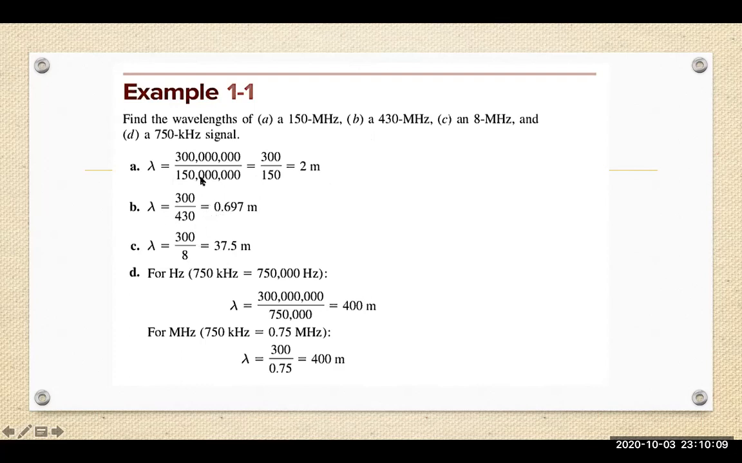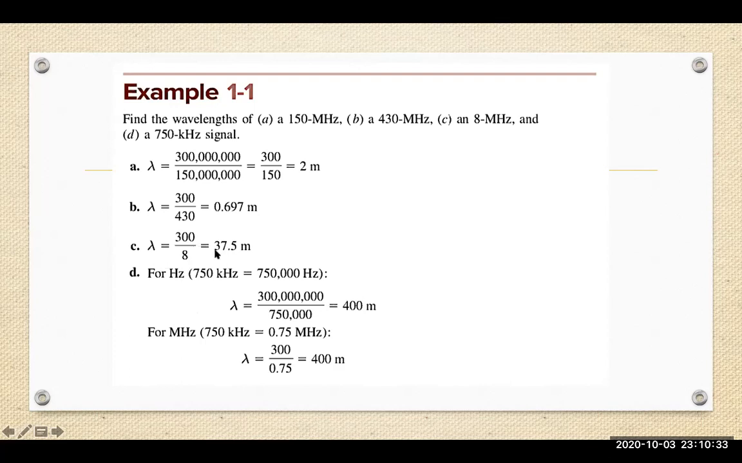So it's bigger than this frequency. That's why the wavelength here is shorter. So the same formula for letter C and letter D in finding the wavelength. So 300 million meters per second divided by 8 million.